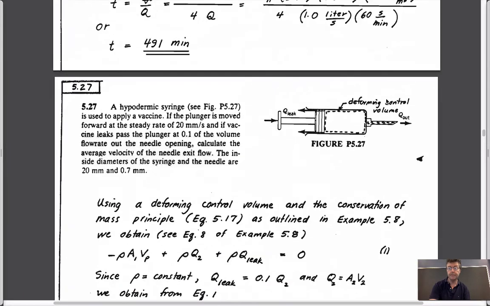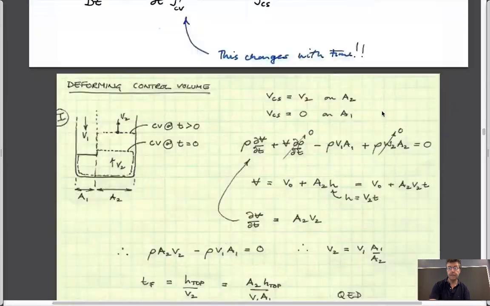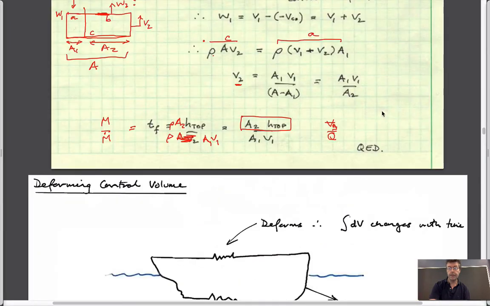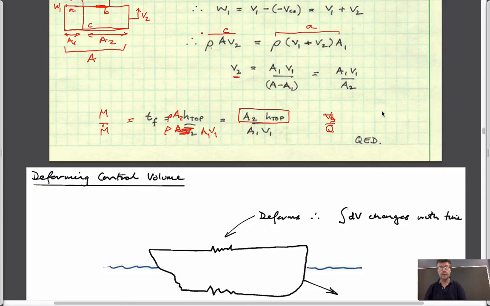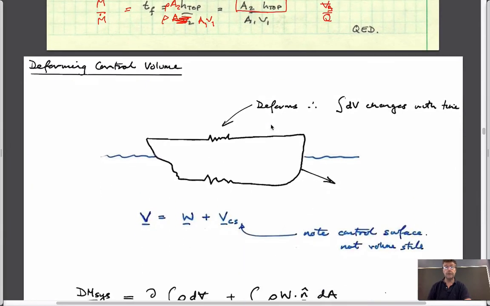Gone too far. Okay. So A2H over A1V1. So exactly the same expressions we had before. So no different. And of course it shouldn't be, because it's the same physical problem.